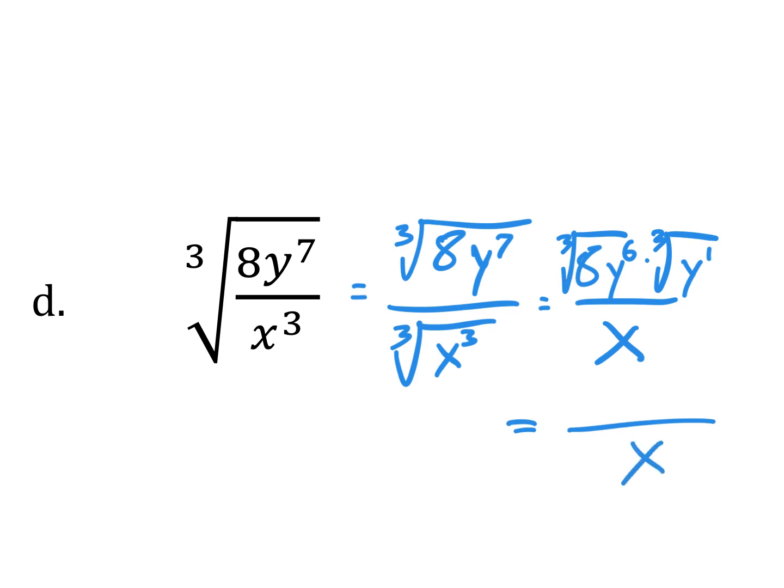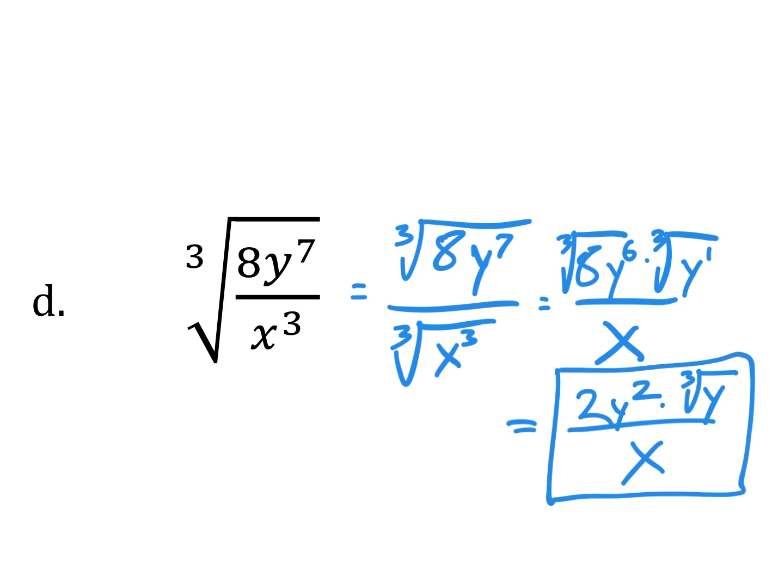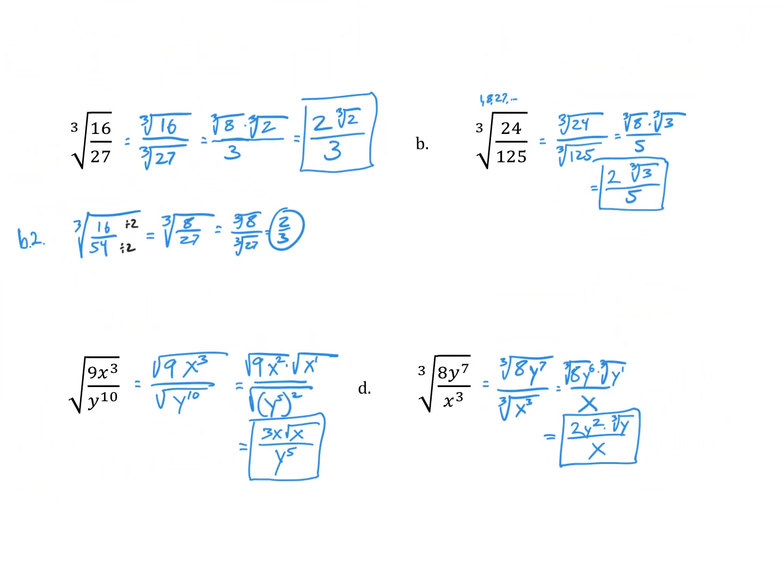Cube root of 8 there is 2. And the cube root of y to the 6th, that's going to be y squared. And then we have the cube root of y to the first left over. There it is. Okay? All right. So that's how we simplify with division.